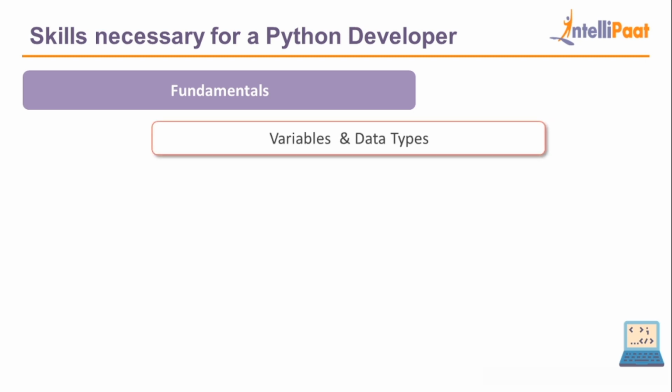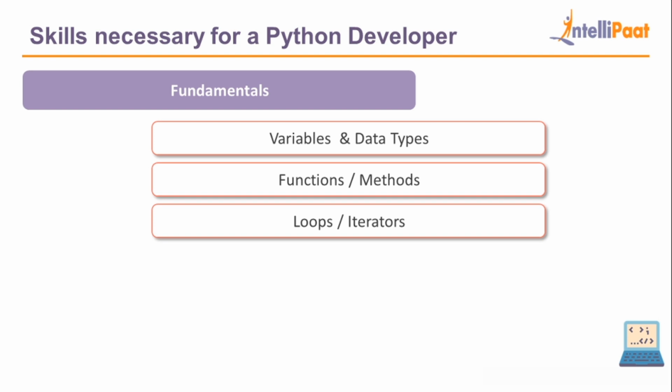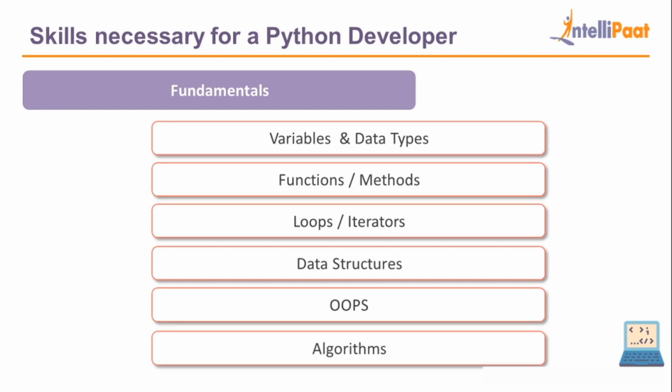So we have variables and data types. You have functions and methods, loops, iterators, data structures, OOPs, that is object-oriented programming, and then you have algorithms like your searching algorithms and sorting algorithms. Now guys, remember all of these fundamentals are very important to develop your Python core. You need to know this to work with Python. That's why it's important for every domain. So keep this in mind, the fundamentals.